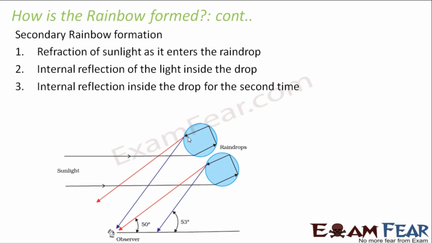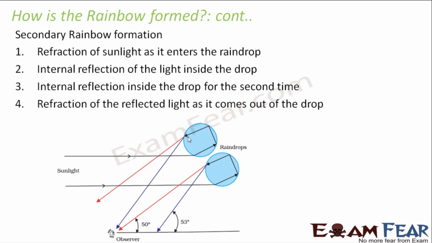So somewhere internal reflection will take place only once, somewhere internal reflection will take place twice. However, the rainbow which you see will remain the same. There is no difference in the view of a primary rainbow and a secondary rainbow. It is just that since in the formation of a secondary rainbow, the internal reflection inside the raindrop takes place twice, it is known as a secondary rainbow. And again, when it comes out of the drop, refraction takes place as again there is a change in medium. So rest everything remains the same.